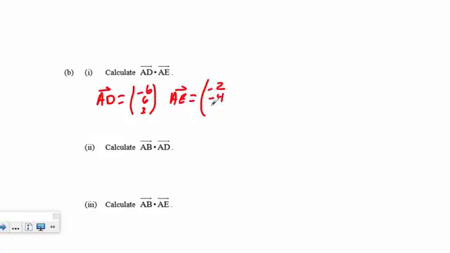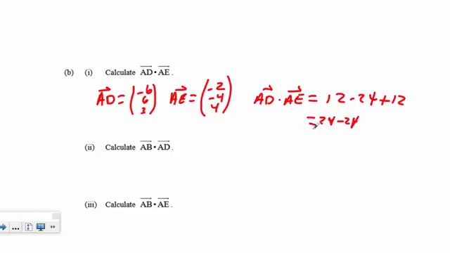-2, -4, and 4. So let's do the dot product. The dot product of AD and AE, I'm fairly certain this will equal 0. -6 times -2 is 12. 6 times -4 is -24. And 3 times 4 is 12 again. Well, that's going to be 24 minus 24. And that's, of course, going to equal what? Big surprise. It's going to equal 0.